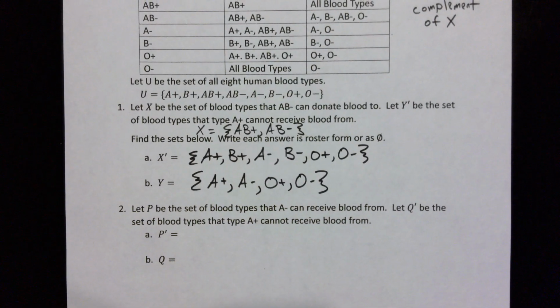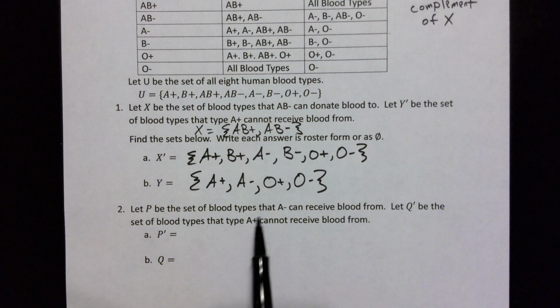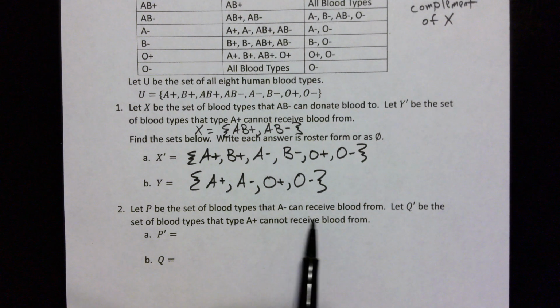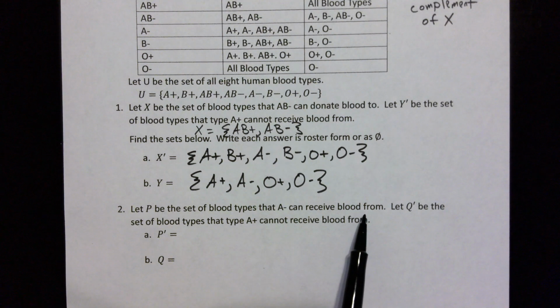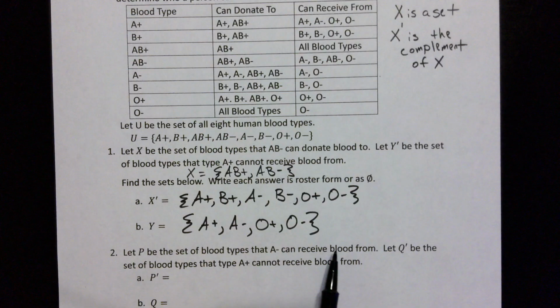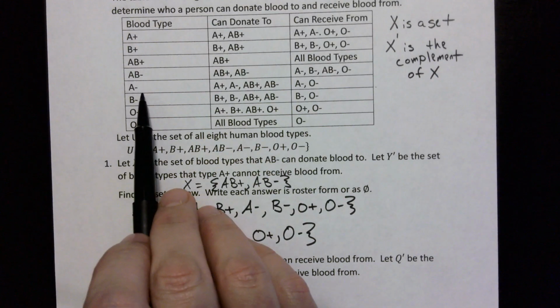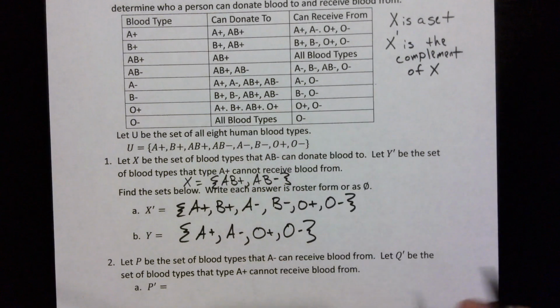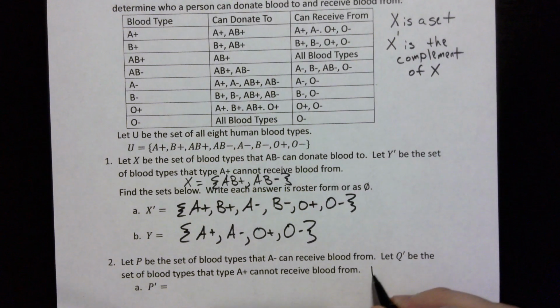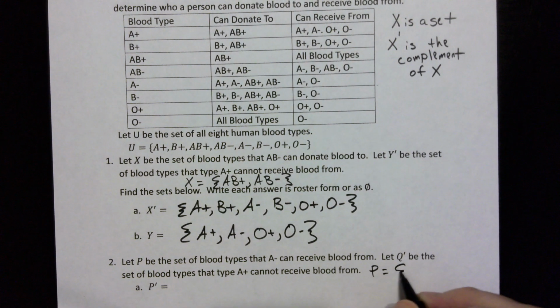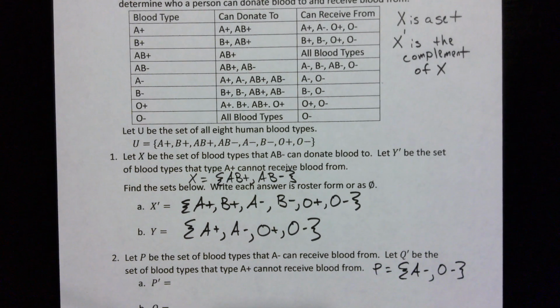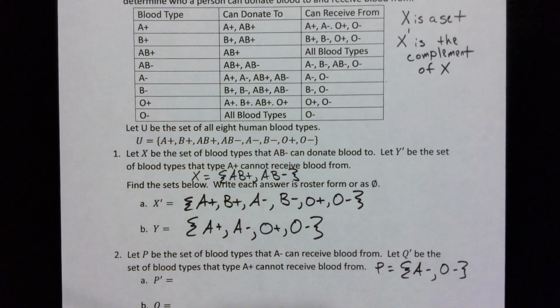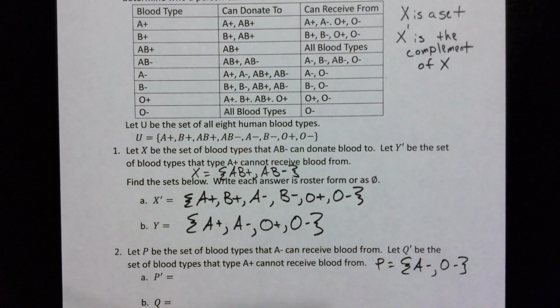Let's look at this one. Let P be the set of blood types that A negative can receive blood from. So we go to A negative and ask, what two can they do? They can receive from A negative and O negative. So P, not P complement, just P, includes A negative and O negative. The complement has to have everything else in it that's included in the universal set. So everything except for these two things is going to be in the complement.